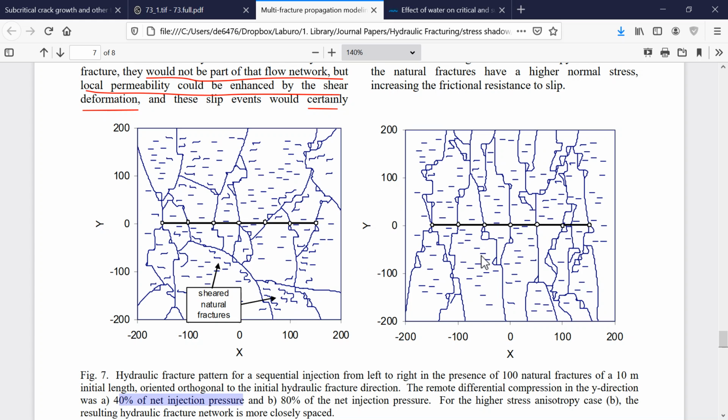And the second case is a case with a higher differential stress. So in case of a higher differential stress, there is not that much of a fracture bending. There is still quite a bit of interaction with the initial flaws, but it's less than the case before. But the main message here is that subcritical fracture propagation can also affect the geometry of hydraulic fractures in hydraulic fracture treatments.